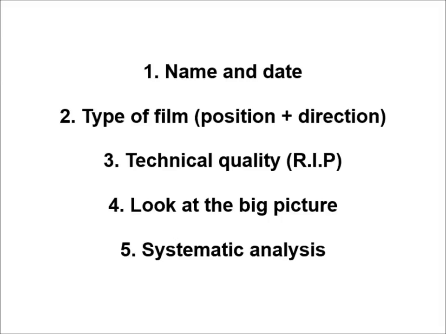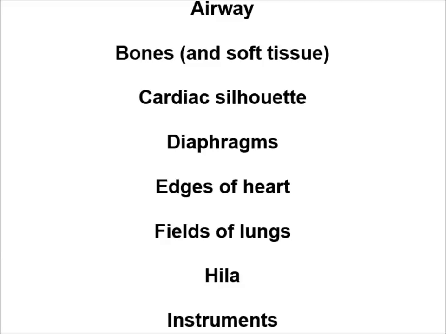4. Look at the big picture and take note of any obvious abnormalities. And 5. A systematic analysis using the A, B, C, D, E, F, G, H, I approach. A. Check the airway is central and patent. B. Check the bones for fractures or lesions and also check the soft tissues around. C. Check that the cardiac silhouette is not abnormally enlarged. D. Check the diaphragms are visible, dome-shaped, and that the angles are intact.